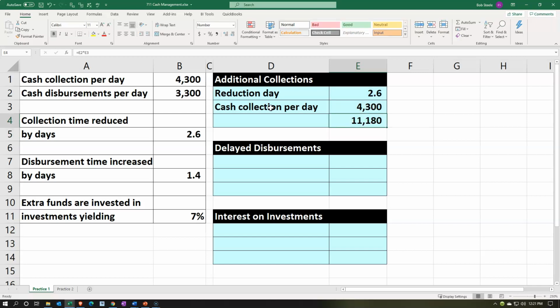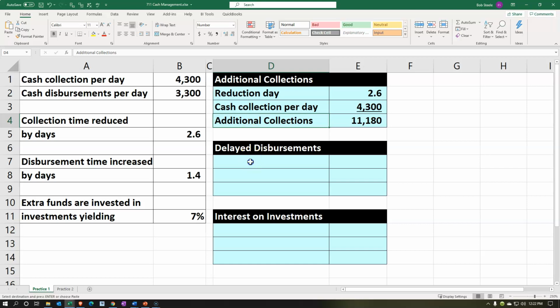We have the change of 11,180. So that's going to be the 11,180. Let's put an underline here. Home tab, font group, and underline. This is going to be the additional collections. So we'll have the additional collections, the 11,180.